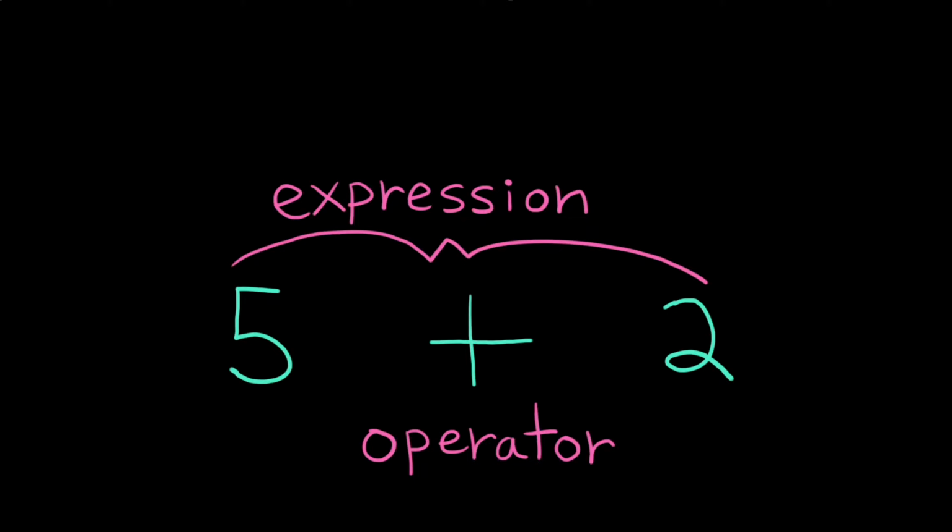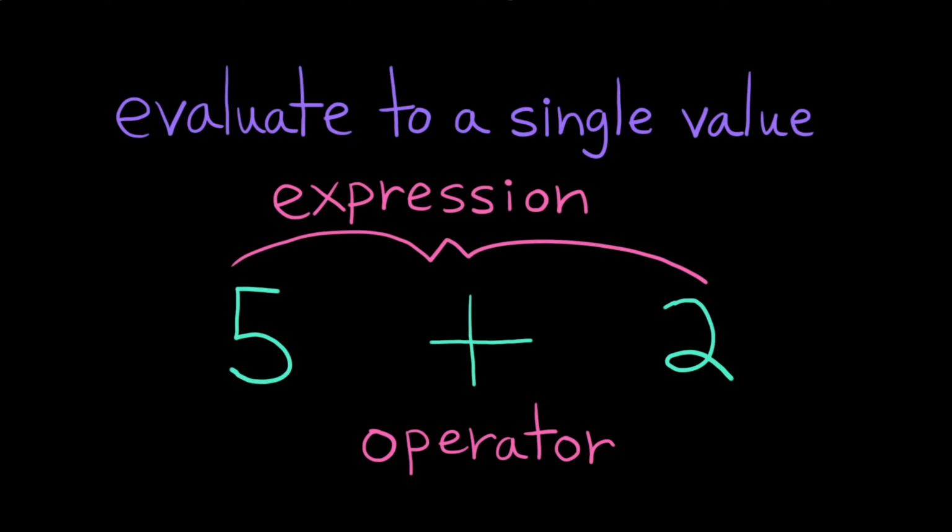When a computer encounters an expression in a program, it will try and evaluate that expression down to a single value. Think evaluate, single value. This is similar to humans. When you saw the expression 5 plus 2, you probably did that calculation in your head and said, oh, that's 7. The computer does the same thing. It tries to put every expression in simplest form, so it's easier for it to work with.